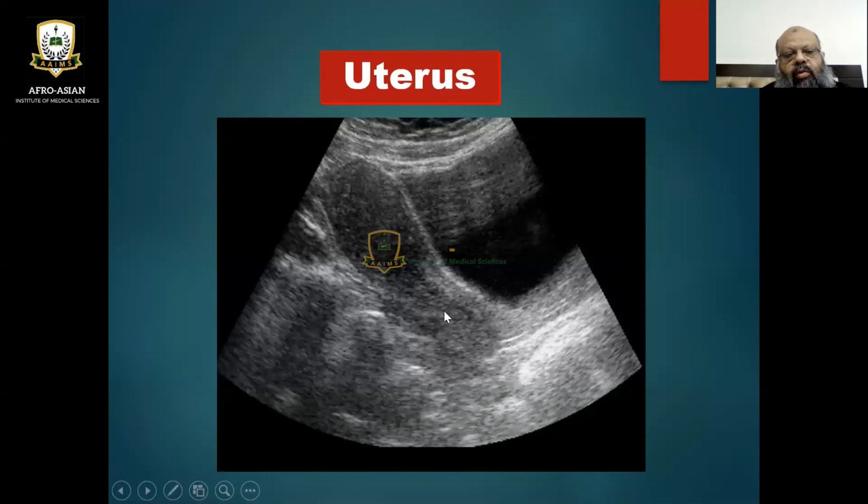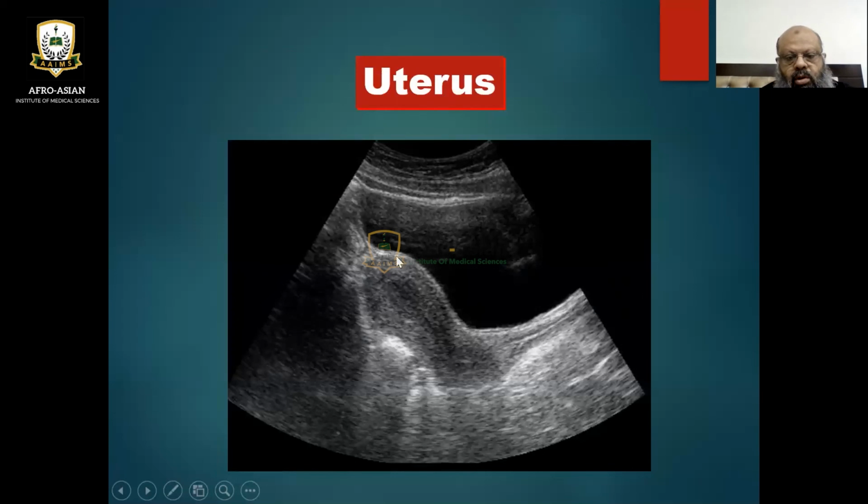Longitudinal view of the uterus. This is the urinary bladder, transabdominal scan. Here is the vagina. This is the external os, internal os, cervix, internal os, and then the body of the uterus. Here we can see the vaginal canal.